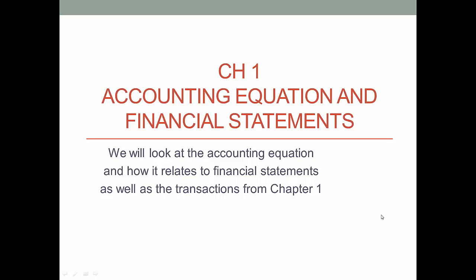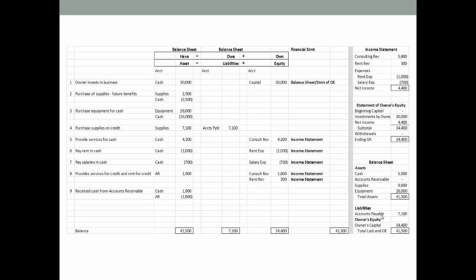Okay, I cut myself off, so let me take you to the end and I'll finish what I was trying to say. So now we see in the balance sheet, if you were to pause the recording and take out a calculator, you can add up all of the cash to see that $4,800 represents all of the transactions related to cash. Supplies would represent $9,600 and equipment $26,000. So our total assets would be $40,400.